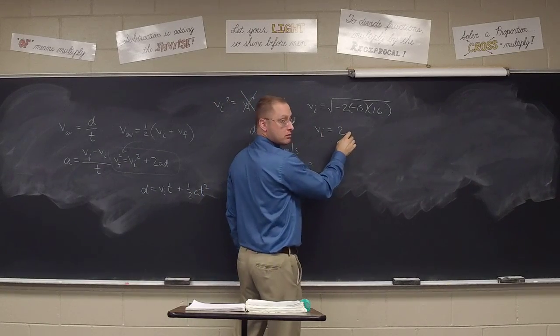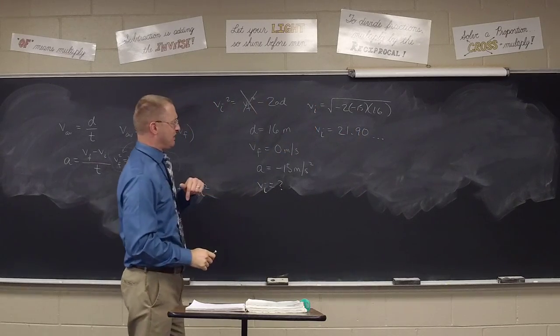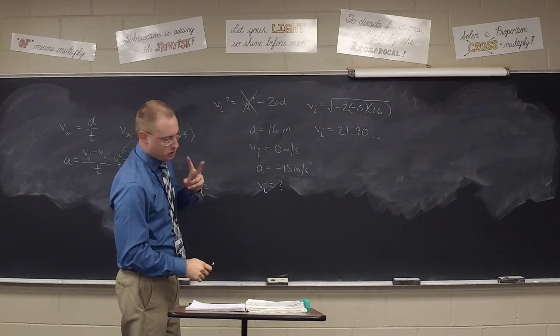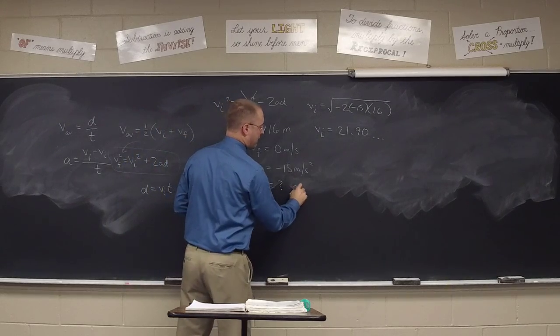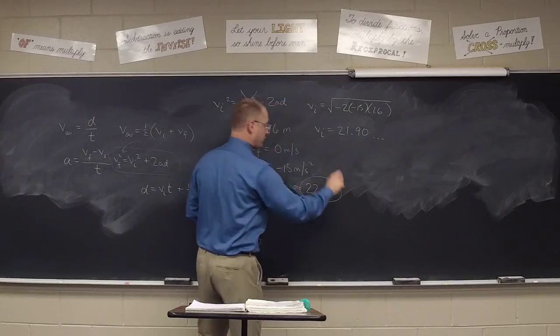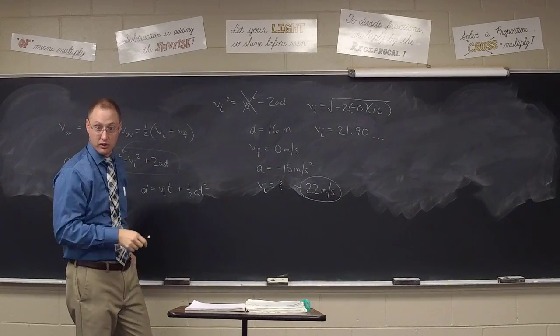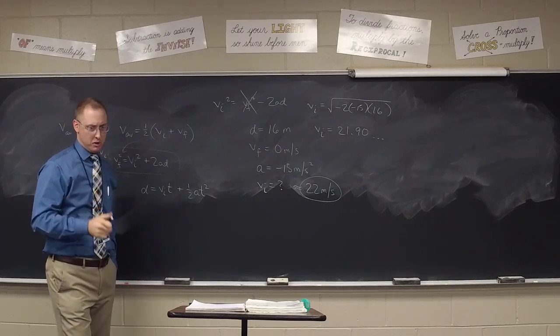21.9 rounded? 21.90, and so on. Okay, because rounded to sig figs, we're only allowed 2 sig figs. So we're going to say our answer is approximately 22 meters per second. How many had the 22 meters per second? Question, Kendall. Makes sense? And what did you have for your answer?